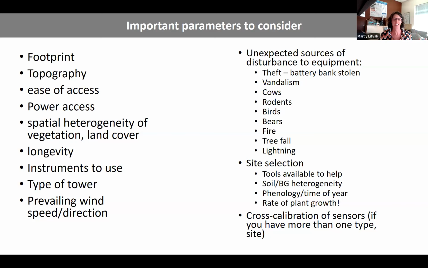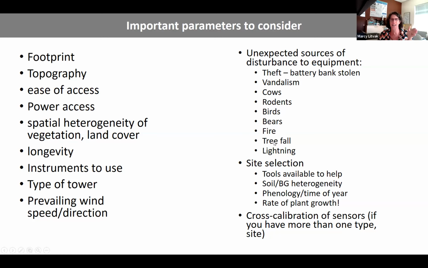Rodents. We have had rodents even just recently get into our boxes, and they chew up all of our wires. Birds, I'm sure you're all familiar, they like to poop all over your equipment. Radiometers, your open path ergas, we've had lots of interference from birds. Bears, fire, some of these you can prepare for, some of these you can't.